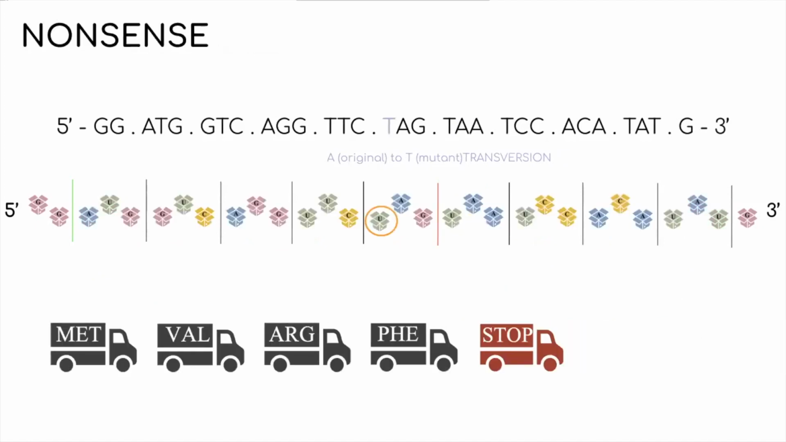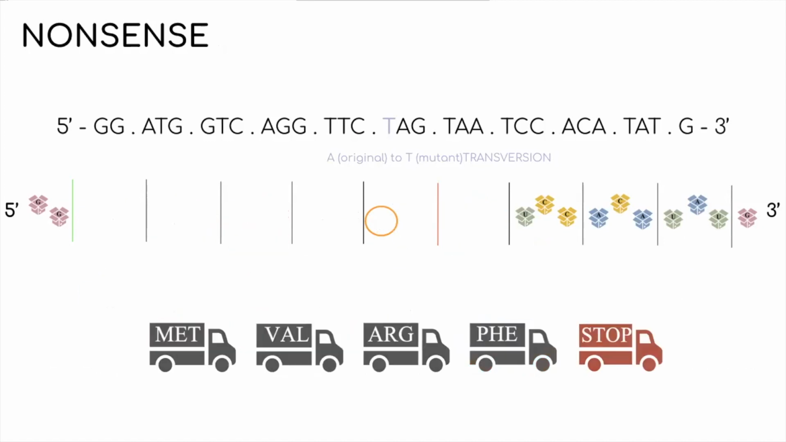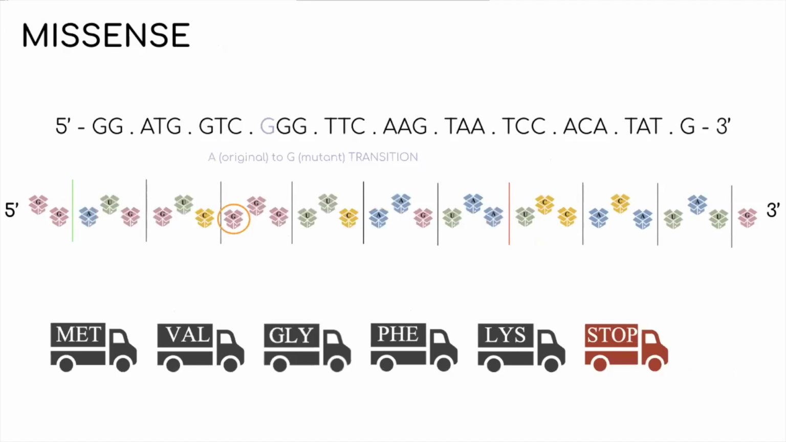In a nonsense error, a point mutation will alter a codon prior to the normal stop codon to be a stop codon. In this example, the truck train was shortened from 5 trucks to 4 trucks. In a missense error, you will find that the number of trucks is the same, but one of the trucks is different. This is because the package trio which codes for the arginine truck was altered to now code for the glycine truck.